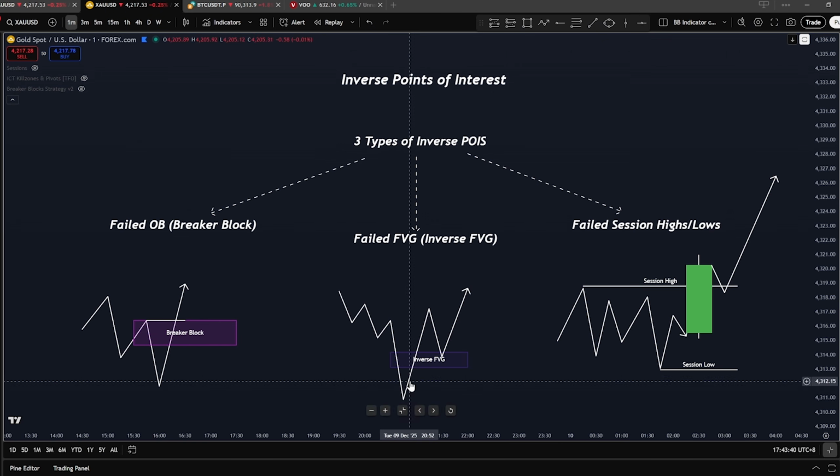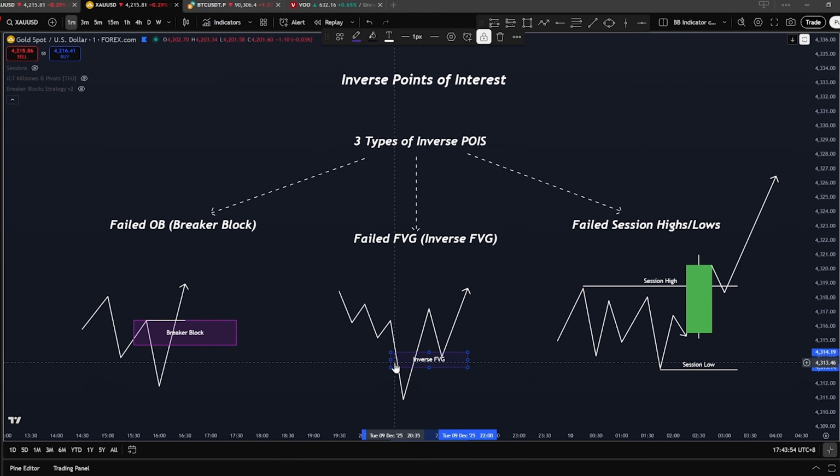Buyers push through it with volume. And what's going to be left behind? Once again, buy orders. So this sell zone flips into a buy zone, which technically, in terms of the name of this concept, is called the inverse fair value gap.